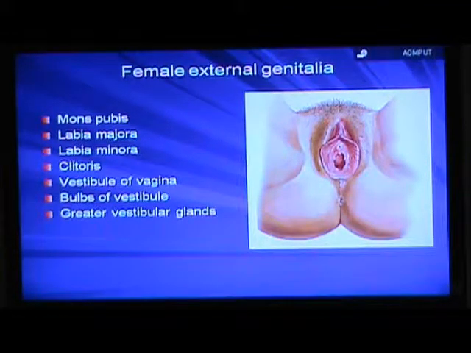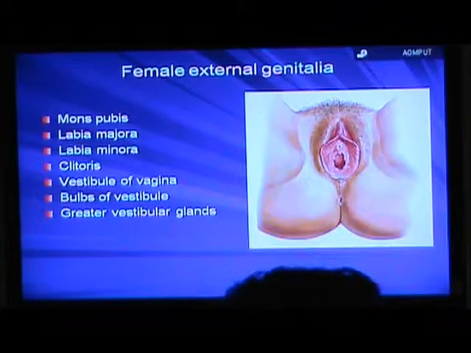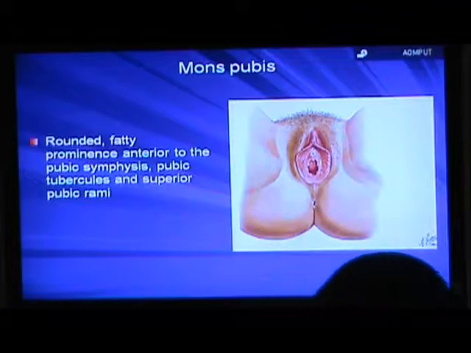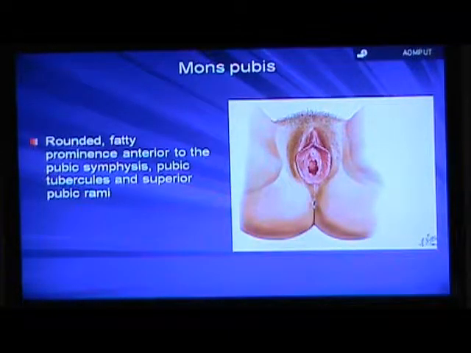Now, shortly, let's talk about the female external genitalia. We can find the mons pubis, the labia majora, the labia minora, the clitoris, the vestibule of the vagina, the bulbs of the vestibule, which are not visible here, and the greater vestibular glands. The mons pubis is a rounded, fatty prominence anterior to the pubic symphysis, pubic tubercles, and the superior pubic rami.